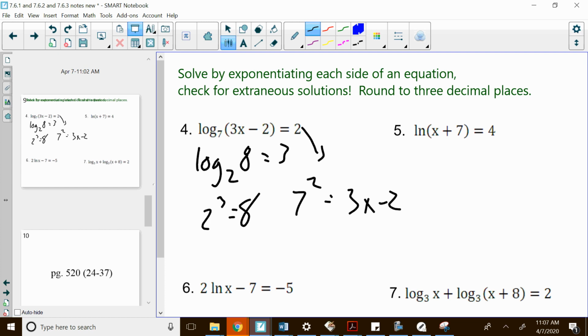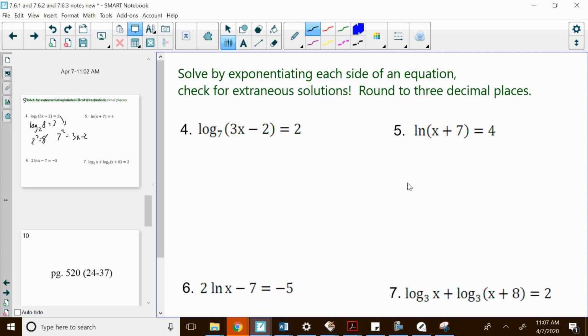So that's the way that I really approach these: I write them in exponential form and get that variable by itself that way. Like in number 5, it's a natural log, which is fine. We're taking the natural log of x plus 7. We have that natural log by itself. Let's write it in exponential form. This means that e to the 4th power equals x plus 7.